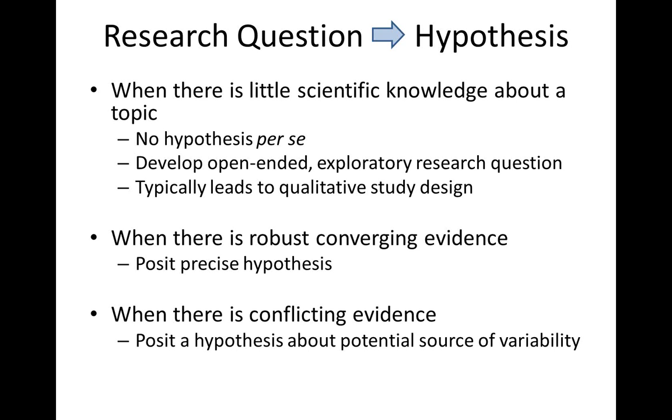On the other hand, when there is robust converging evidence, like I alluded to, you want to posit a precise hypothesis. When you have a very well-studied phenomenon, what it really starts to boil down to is examining really nuanced aspects of it.